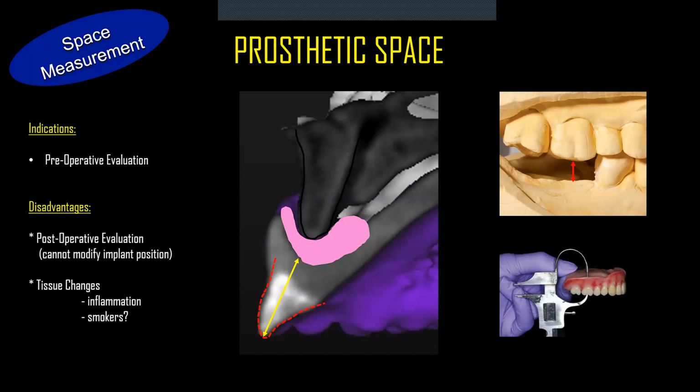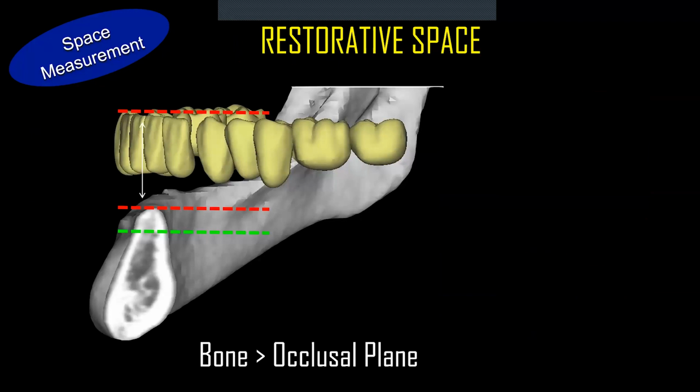The other term that we're going to use to correlate the space from implants is called a restorative space. And that's done from the bone or the implant platform to the occlusal plane, so to the incisal edge or the occlusal surface here. So this is going to take out the variable of the tissue and go directly to that implant platform or the bone.